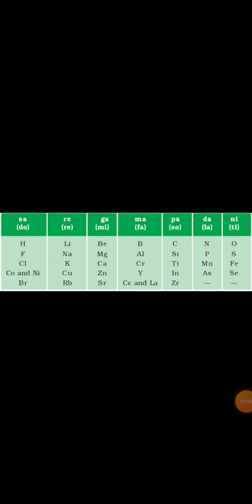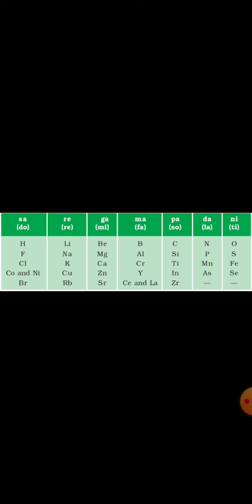He found that every eighth element had properties similar to the first element, and he compared this to the octaves found in music. Therefore, he called it the law of octaves, and that is why this is known as Newlands' octaves. He arranged these elements in increasing order of atomic masses, and every eighth element has similar properties to the first one. Octave means eight.